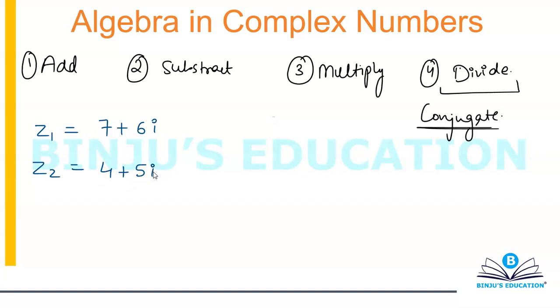Okay. Very first thing we need to understand is how can we add two complex numbers. If you want to add two complex numbers, remember that you'll have to add the real part separately and the imaginary part separately. So if I'm going to add the imaginary part, 6 iota plus 5 iota is 11 iota.